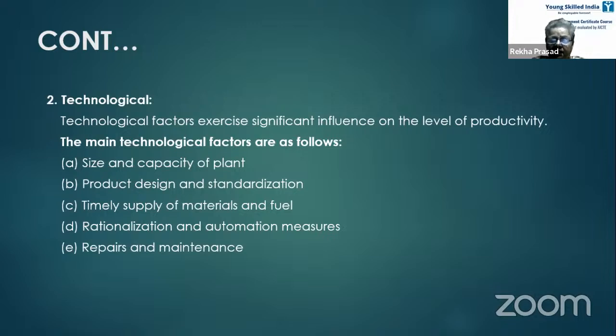The size and capacity of the plant, product design and standardization: what should be the design of the product? Then the raw materials which are coming should be timely, otherwise the production system will be stopped. Material as well as fuel, whatever energy you are using. Rationalization and automation also increase your productivity. Repairs and maintenance, otherwise something will go wrong and you will be losing time because the machine has stopped and the productive hour is being lost.